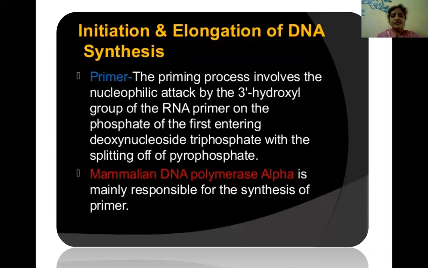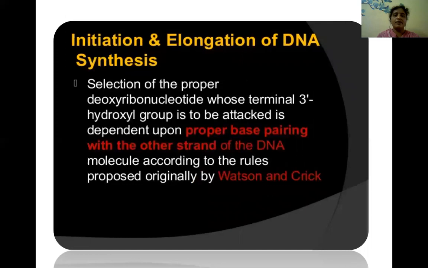Next, initiation and elongation of DNA synthesis. First, primer. The priming process involves the nucleophilic attack by the 3' hydroxyl group of the RNA primer on the phosphate of the first entering deoxynucleoside triphosphate with the splitting of pyrophosphate. Mammalian DNA polymerase alpha is mainly responsible for the synthesis of the primer.